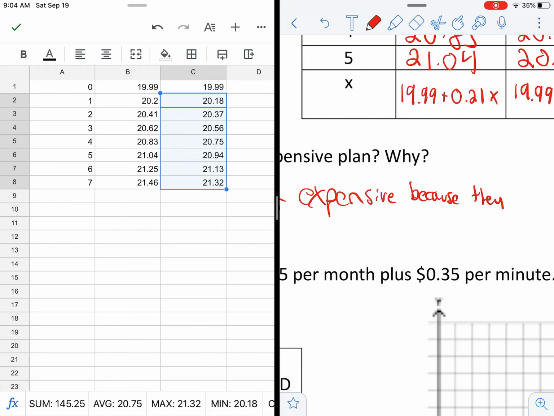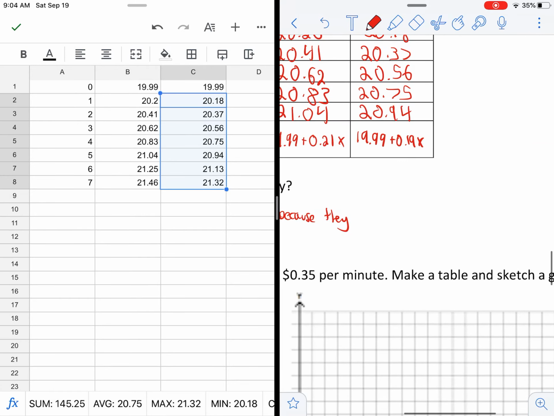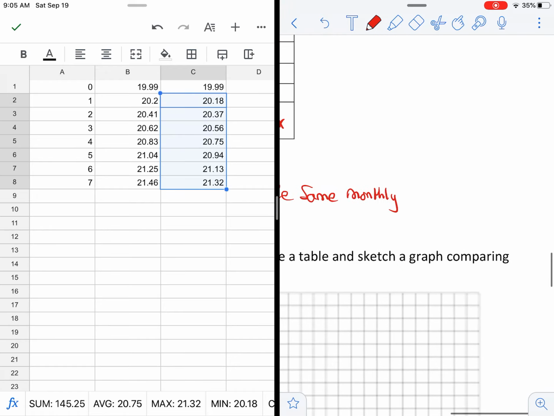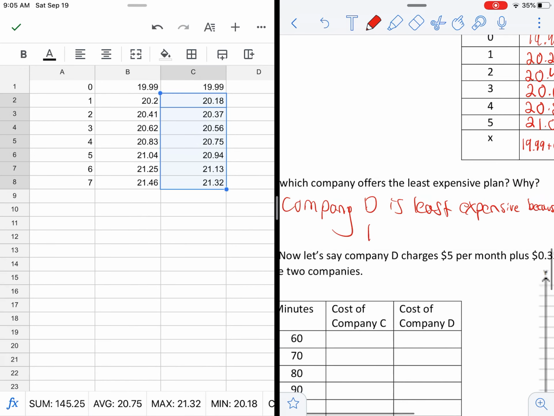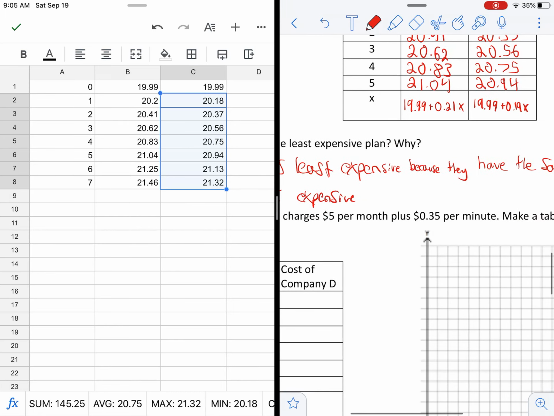Because they have the same monthly rate, but a less expensive minute charge.